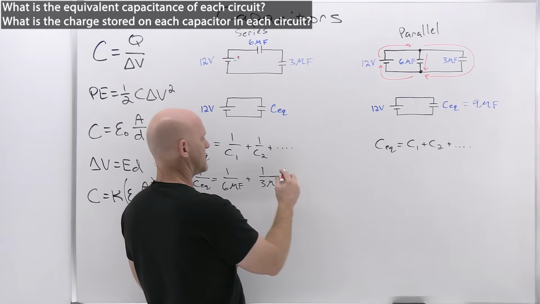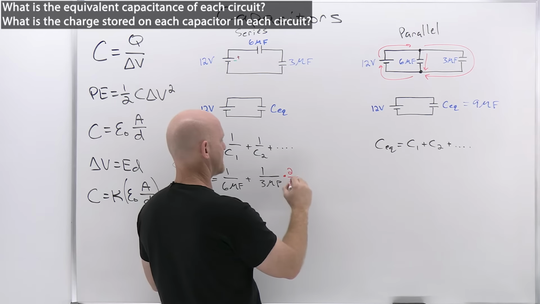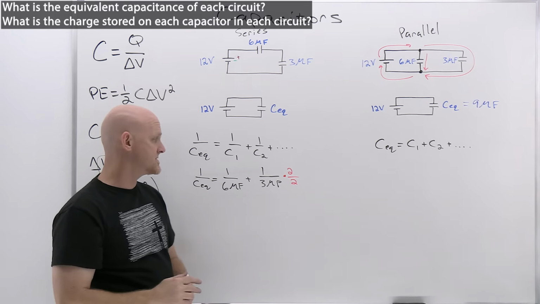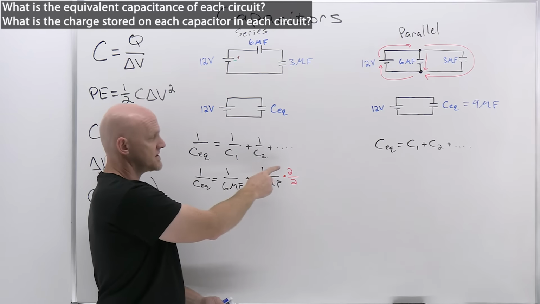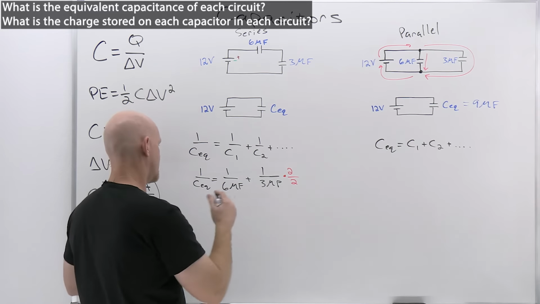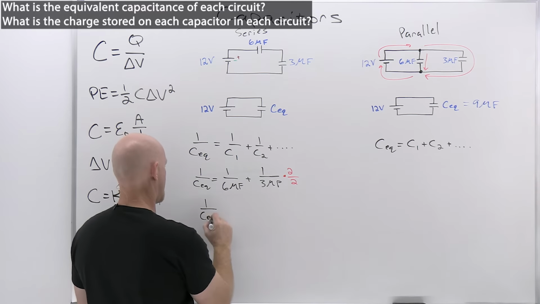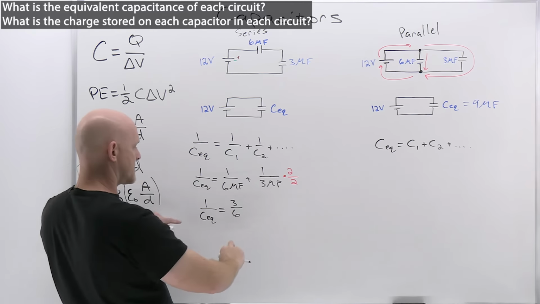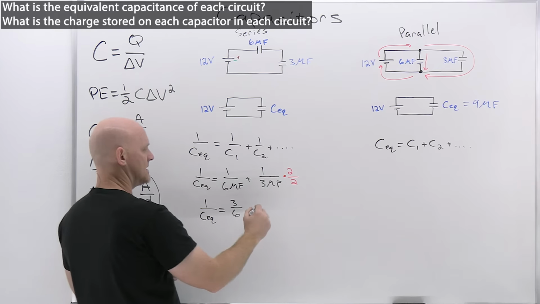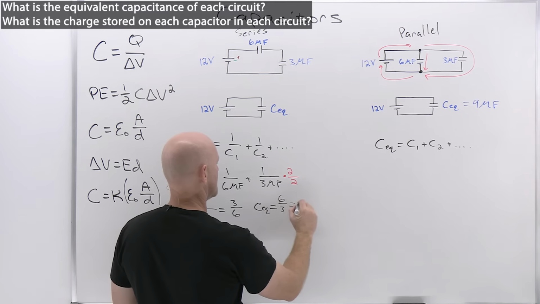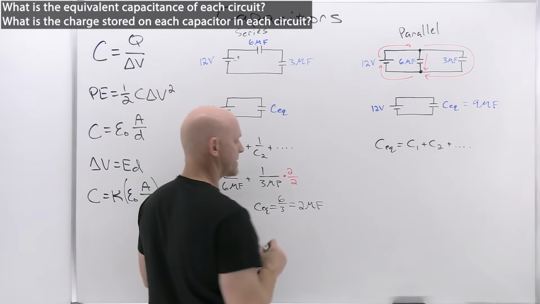And we could figure out how to get to that lowest common denominator by multiplying the second term by 2 over 2, leaving the first term alone. It already has a denominator of 6. And so we'd have 1 over 6 plus 2 over 6 would equal 3 over 6. And so we'd have 1 over the equivalent capacitance equals 3 over 6. And to solve for the equivalent capacitance, you just invert both sides. And so you end up with the equivalent capacitance equal to 6 over 3, or simply 2 microfarads.